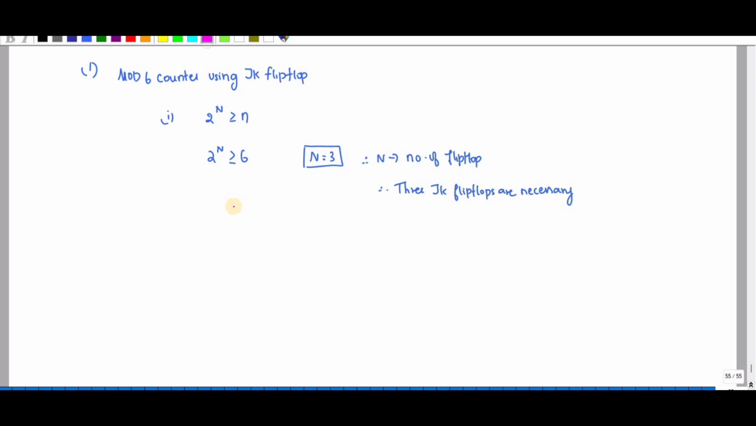If I want to draw the state diagram, it looks like this: 000, 001, 010, 011, and so on, through the states 1, 2, 3, 4, 5 and 6.